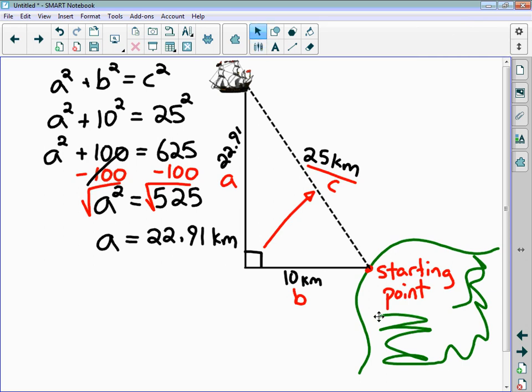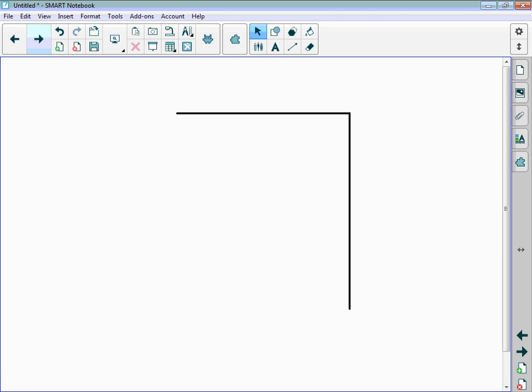And that's how far this little ship here went north. It's just one more example, and then you can do the assignment.